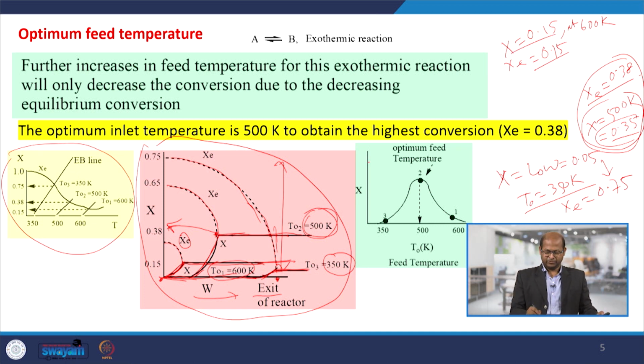Therefore, if we plot conversion, at 350 the conversion is very low, and at 500 kelvin the conversion is very high, and then if we increase the feed inlet temperature again, the conversion will drop. This would be higher than this, but not significantly high. So this temperature may be the optimum feed inlet temperature at which we can get the maximum conversion. So we have to select the optimum feed inlet temperature, which is very crucial or important.